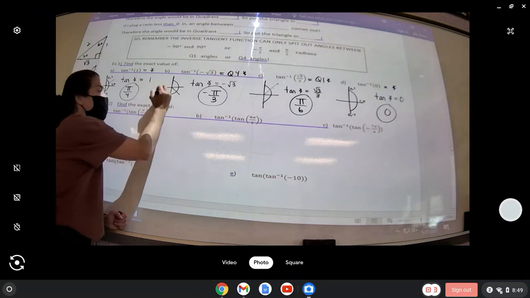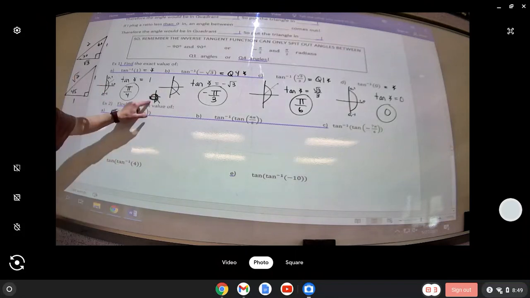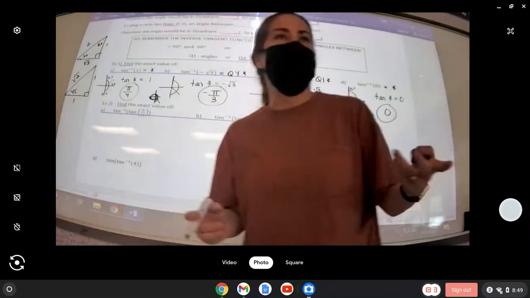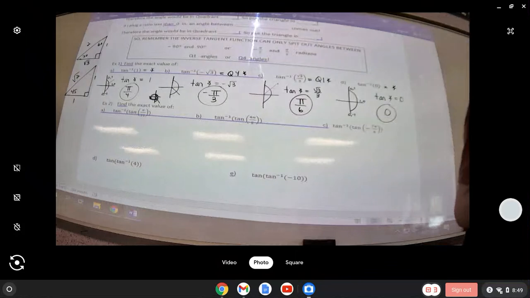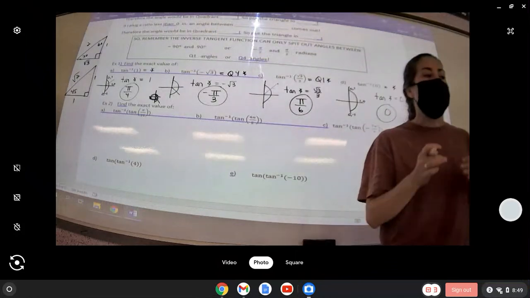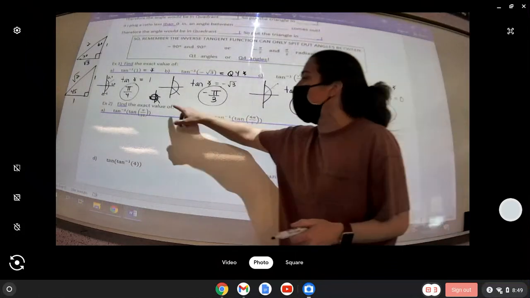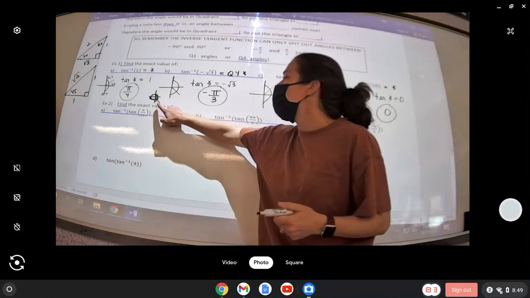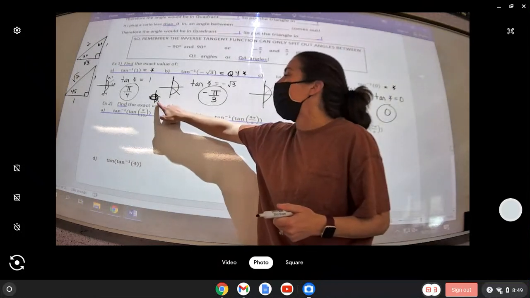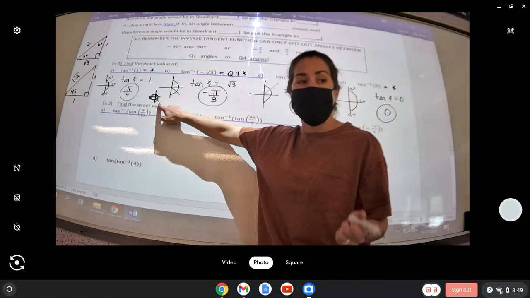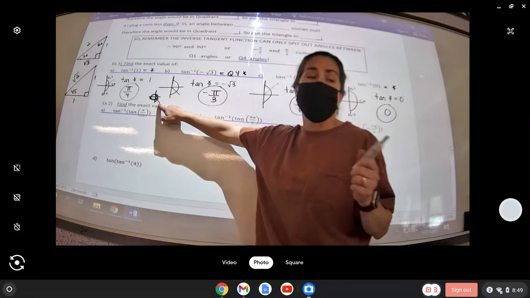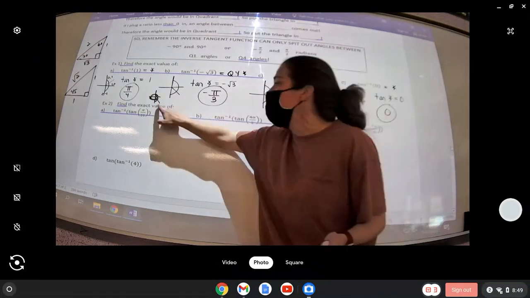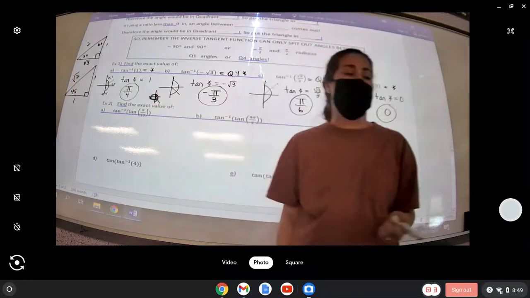The only angles he's capable of spitting out are from pi over 2 to negative pi over 2. So you can say 5 pi over 3 is true if maybe we were solving an equation. The problem is it's not an angle the inverse tangent can spit out. So you have to find an angle that lands in the same spot as 5 pi over 3, that gives you the same ratio, negative root 3, but is an angle between pi over 2 and negative pi over 2.